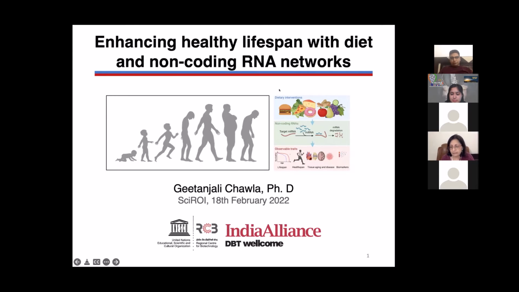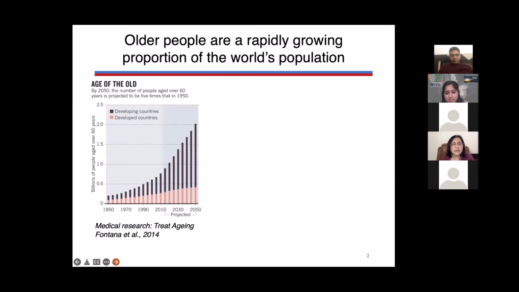So the clinical problem that my research program is addressing is aging. Aging is the process of getting old, or the accumulation of changes that occur in an individual over time. Significant improvements in living conditions as well as better medical facilities have resulted in a tremendous increase in life expectancy. It has been predicted that by 2050, the number of individuals over the age of 60 will be 5 times that in 1950.